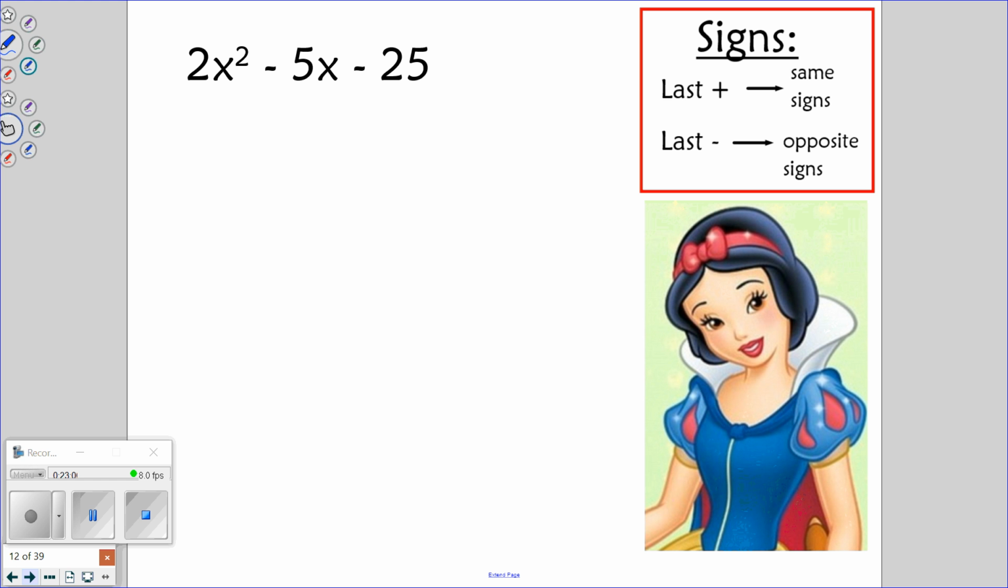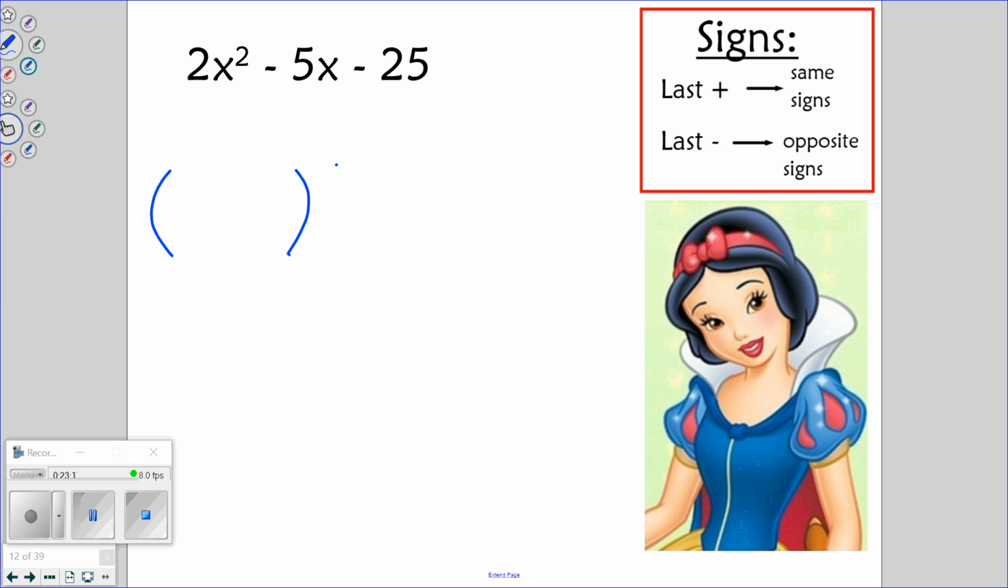All right, let's go back to one that's a little harder. Why is this one a little harder? It's got a number in front of your x squared. It's got an a value. Now, the a value is just a 2, so it's not terrible. But when you get a number out here, they definitely get a little harder.